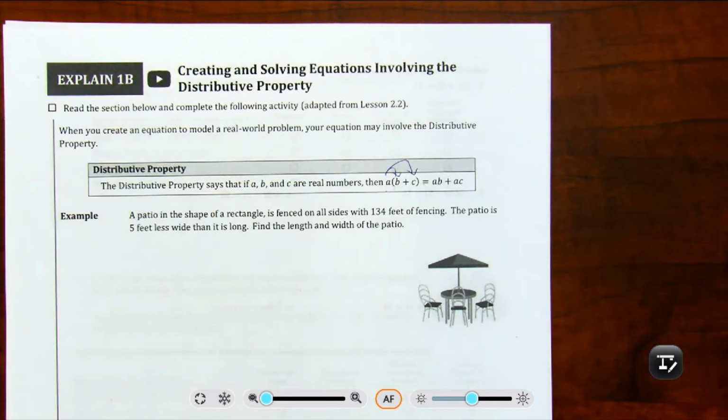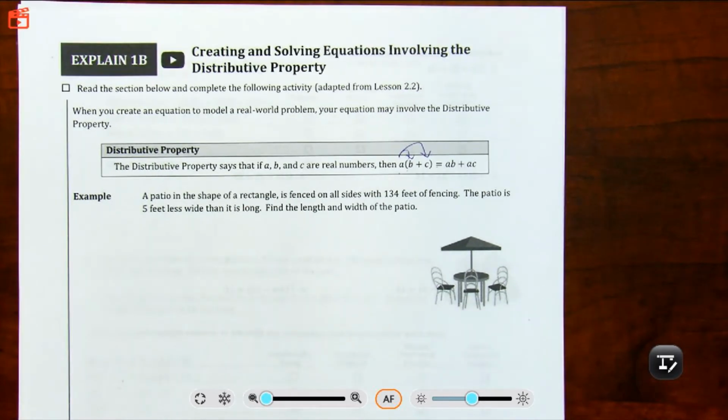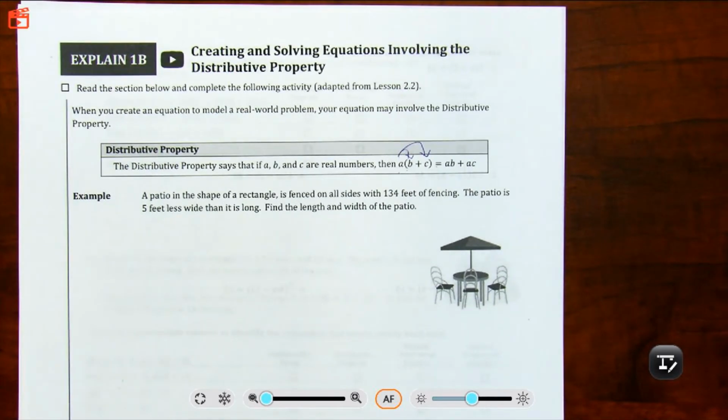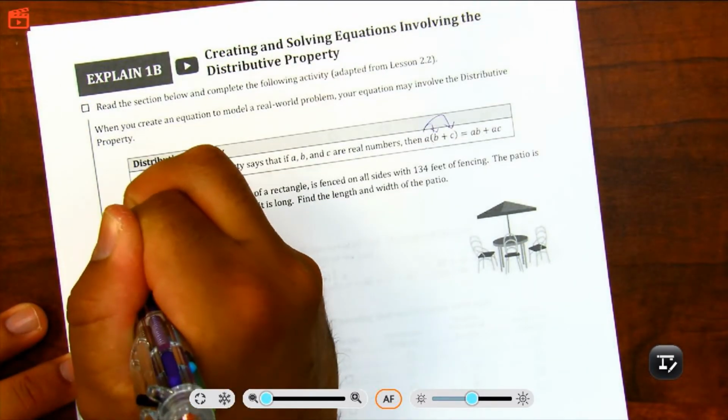Okay, so a patio in the shape of a rectangle is fenced on all sides with 134 feet of fencing. The patio is 5 feet less wide than it is long. Find the length and width of the patio. So this is a rectangle problem. So let me write that here. And you're going to be seeing some of these problems in your homework and on the test.